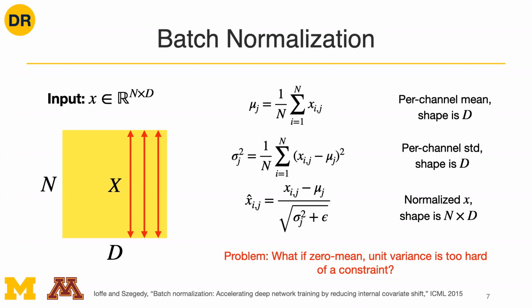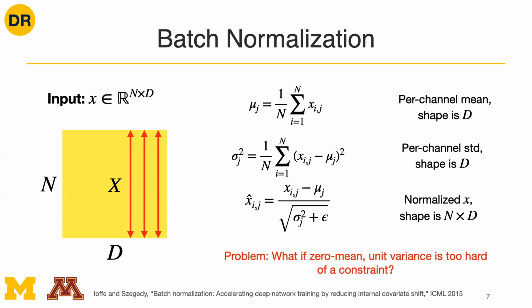The thing to note here is the shape of these values. For instance, the mean is going to be of shape D because we're normalizing over N. Same thing for the variance or standard deviation. And the output that you get after batch normalization has to be the same shape as the input. Right? We are just changing the values, or trying to scale the values here.